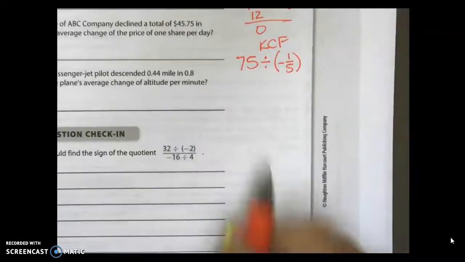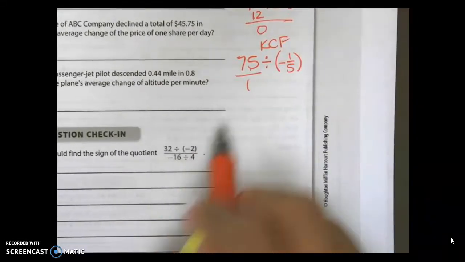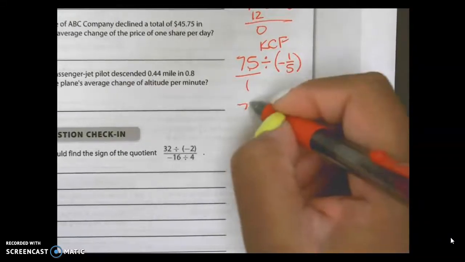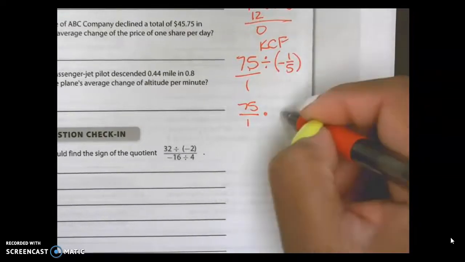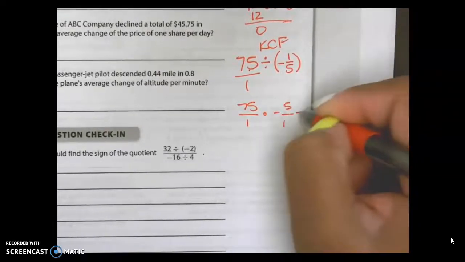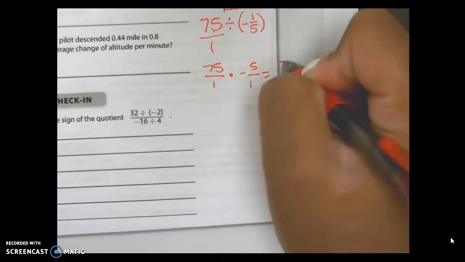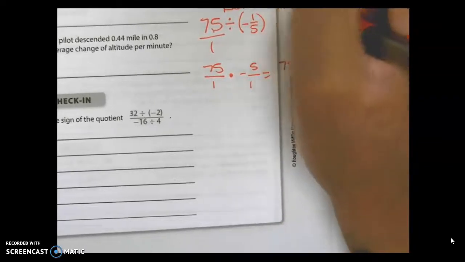How do I make a whole number a fraction? Add a 1 underneath it because it's still a division problem. I haven't changed the value. 75 divided by 1. Keep that, change this to multiplication, flip this, negative 5 over 1. My 1s are going to go away because 1 times 1 is just 1. This problem ends up being 75 times negative 5. Come over here, 75 times 5.